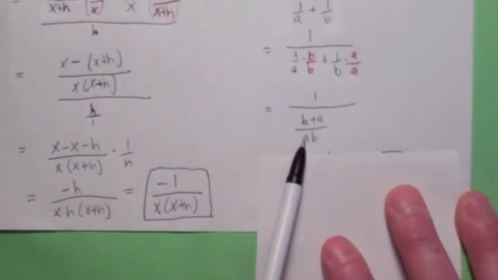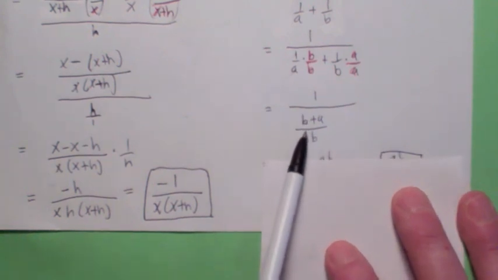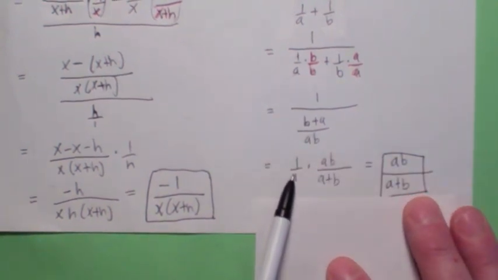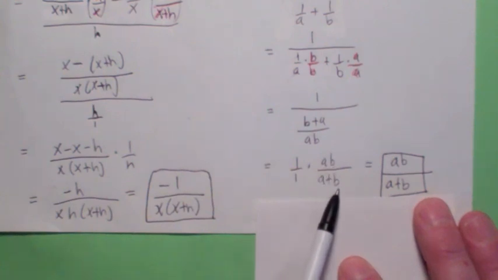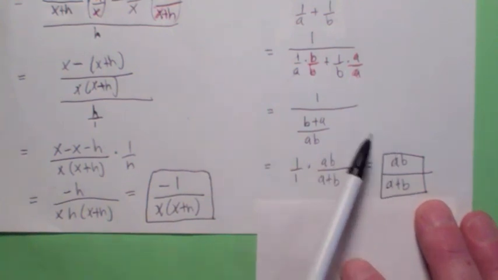We're almost done. Once you do this, then you flip over the bottom one. So it's 1 over 1 times ab over a plus b. Your final answer is ab over a plus b.